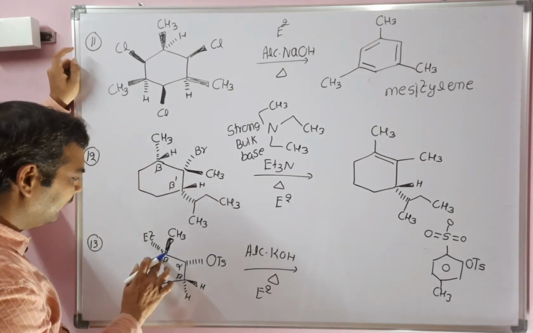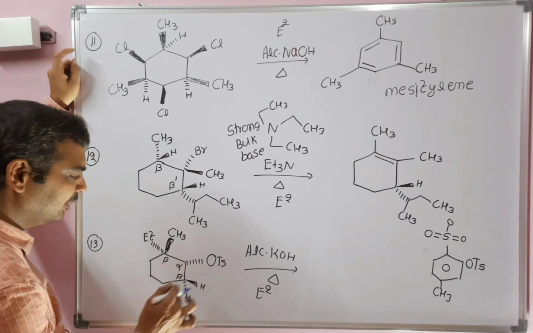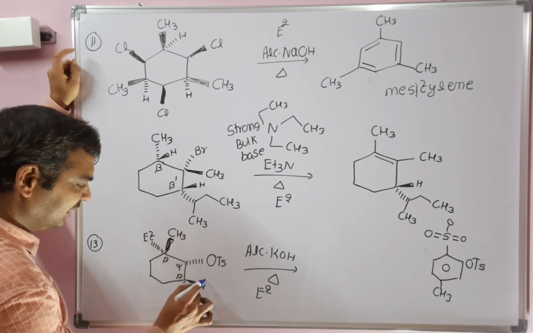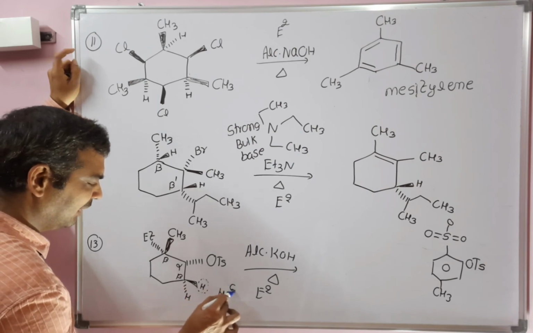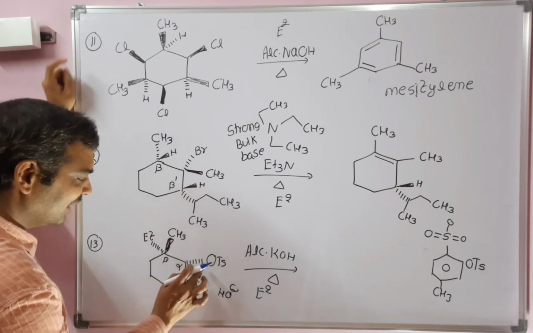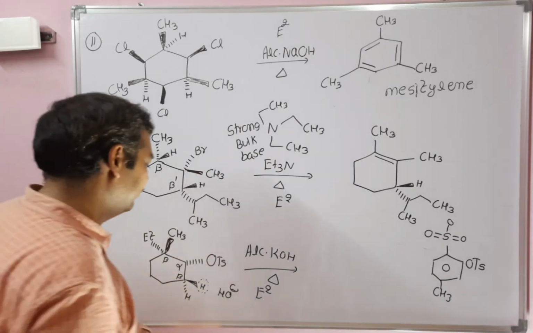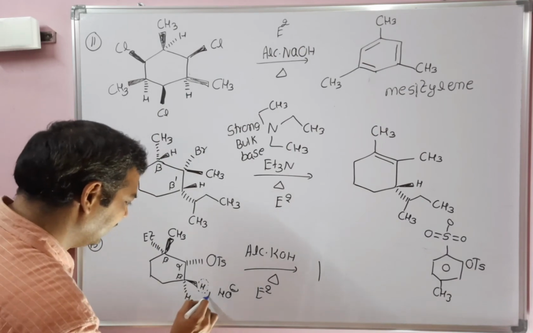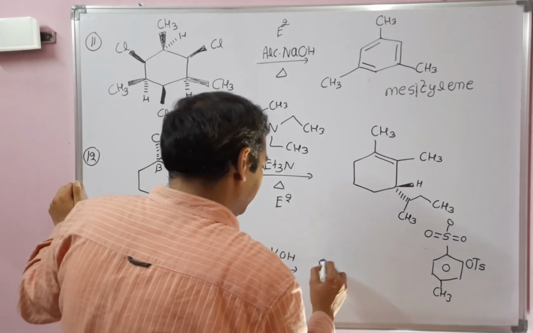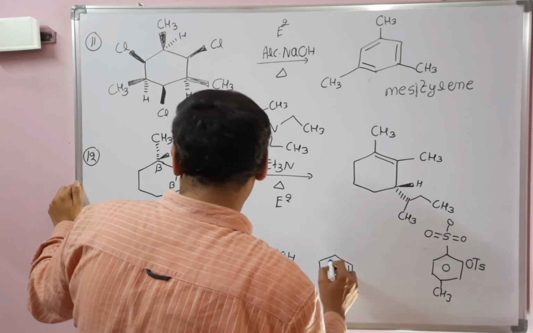At this beta carbon, there are no hydrogens. Here two hydrogens are there, one above and one below the plane. Since the leaving group is below the plane, the base abstracts the proton that is above the plane. Let us label these HA and HB. The base will abstract HB, not HA.